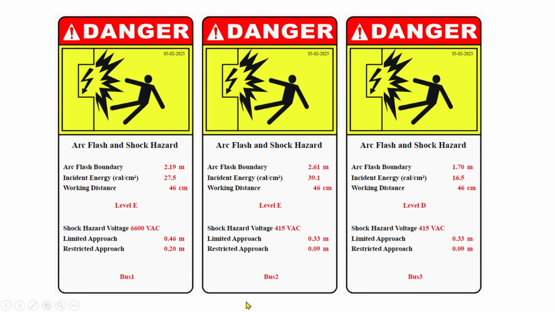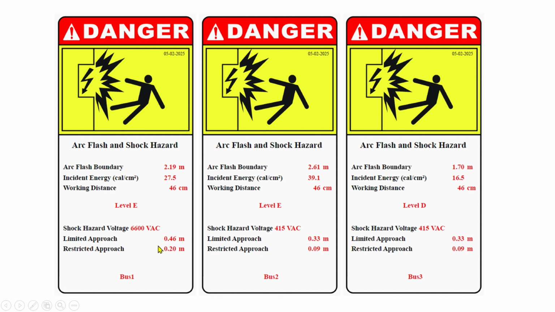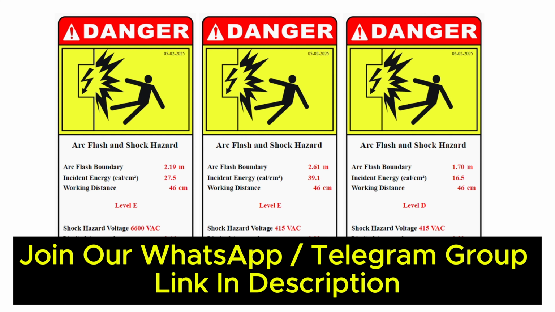You can see here the arc flash boundary is indicated, incident energy is indicated, working distance is indicated, limited approach boundary is indicated, and restricted approach boundary is indicated. How can we generate these things in ETAP? In this lecture, we are going to discuss this. So watch the video completely so that you can learn these things.